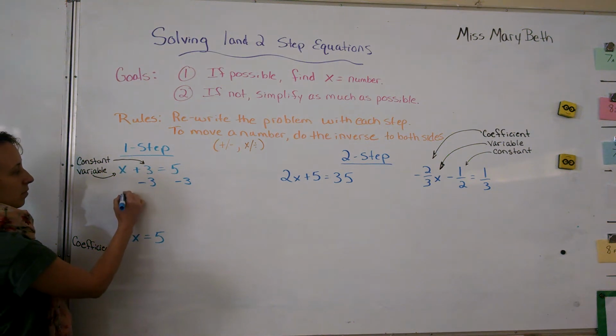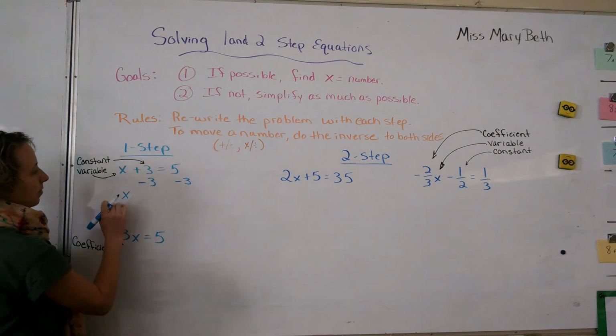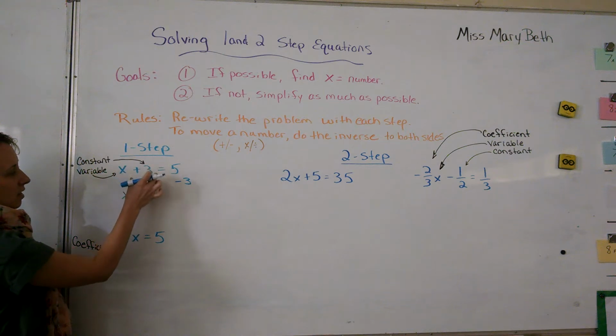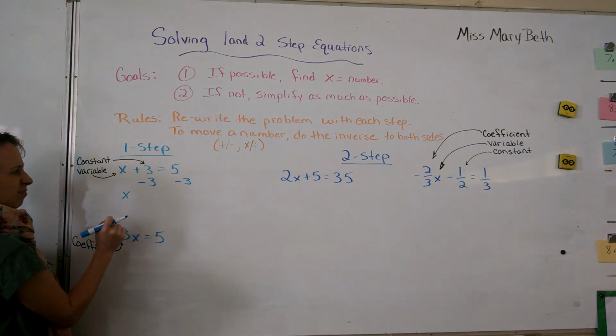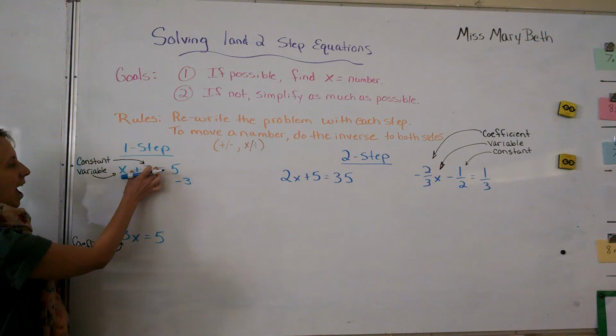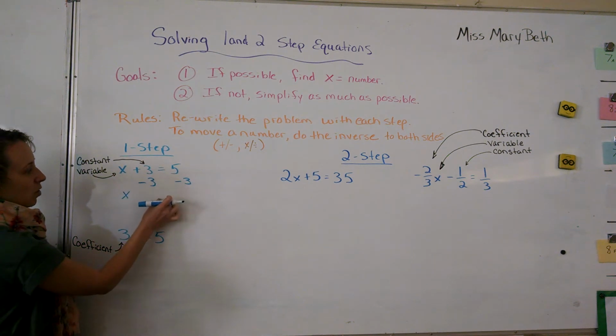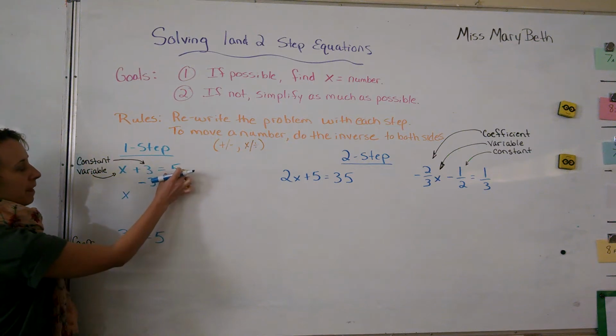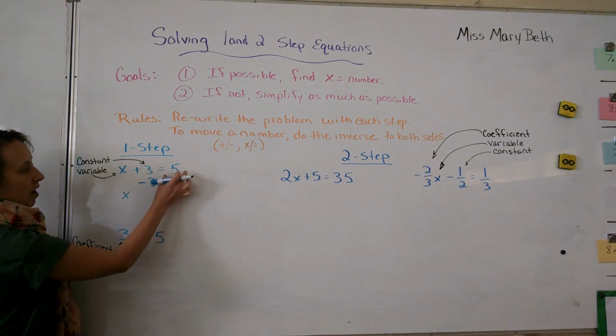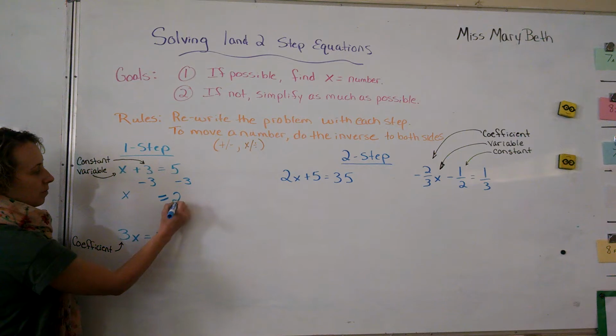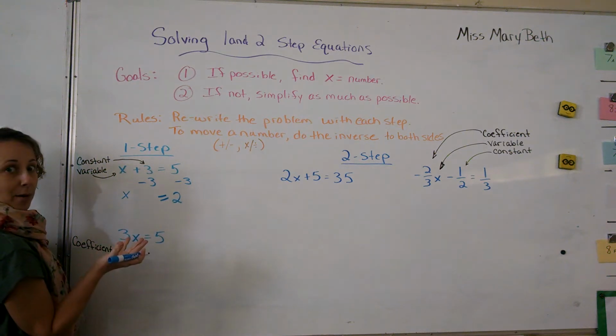I'm going to rewrite my equation now. X plus 3 minus 3, those cancel out. If I add 3, then I subtract 3, I don't have any left. Equals, bring down your equal sign, 5 minus 3. 5 minus 3 is 2. My problem solved is x equals 2.